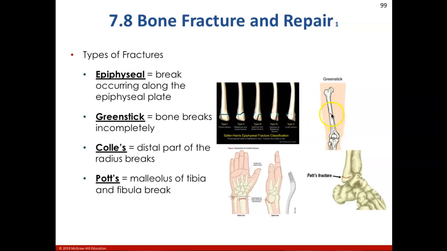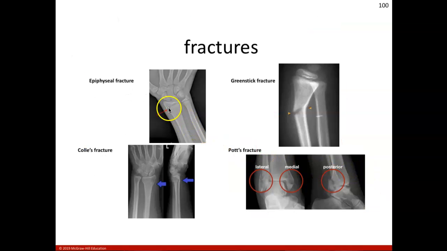And then green stick fracture is when we have a break, but it is incomplete. It doesn't go all the way through. And then these are just some other common fractures like Colles fracture, in which we see that the distal part of the radius breaks. This typically happens when an elderly person falls on an outstretched hand. And then we have Pott's fracture here, where we have a break in the malleolus of the tibia and the fibula. So this one is of the fibula. Tibia is not pictured.